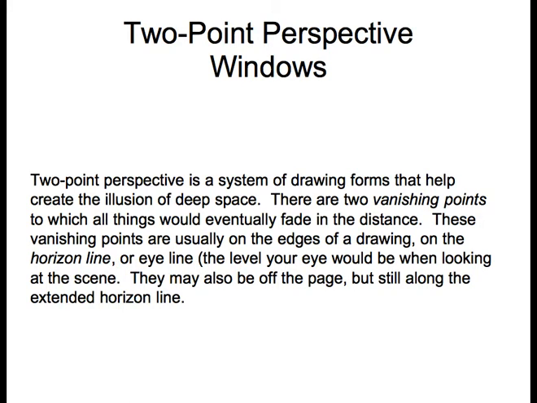Two-point perspective windows. Two-point perspective is a system of drawing forms that help create the illusion of deep space. There are two vanishing points to which all things would eventually fade in the distance. These vanishing points are usually on the edges of a drawing, on the horizon line, or eye line. That is the level your eye would be when looking at a scene. They may also be off the page, but still along the extended horizon line.